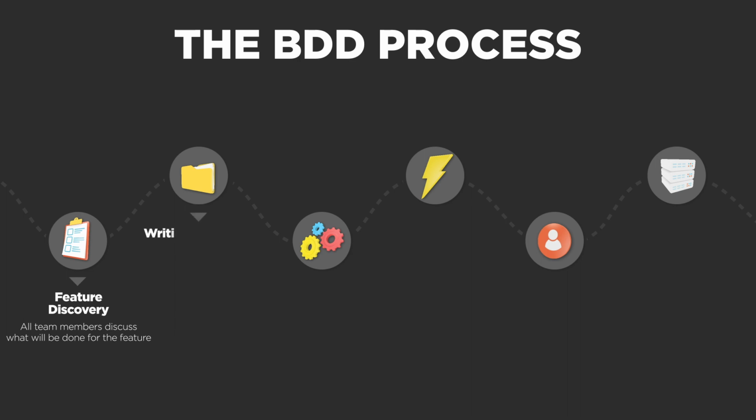The second stage of the BDD process is writing scenarios. Once the features are identified, the team writes scenarios or specifications for each of them. These scenarios are written in plain language using the Gherkin format, which consists of keywords like Given, When, and Then. These keywords describe the initial context, the action to be taken, and the expected outcome respectively.